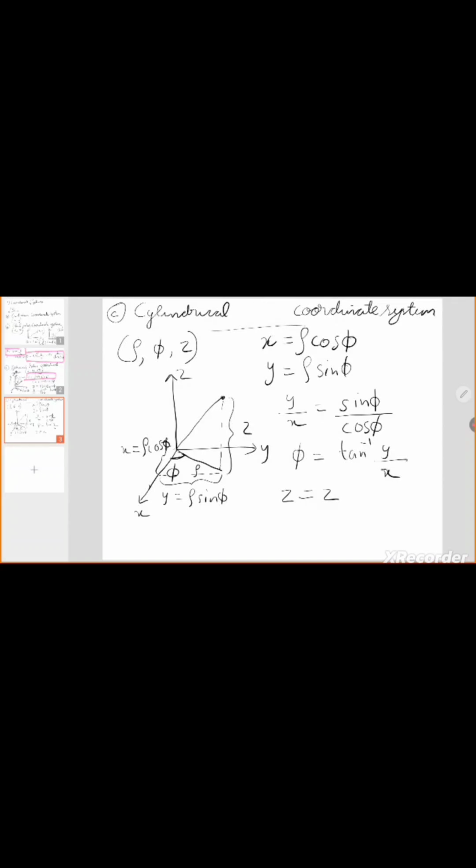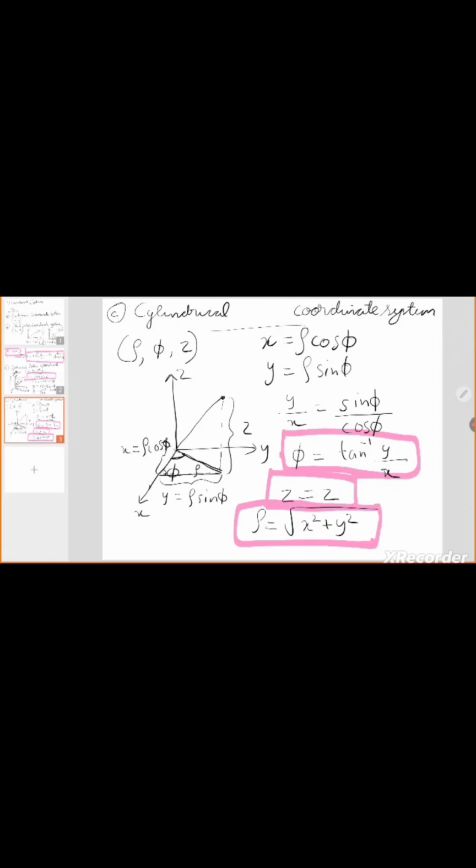Then this rho can be written as, see this is a right angled triangle, right? So this rho is actually square root of x square plus y square because it is the hypotenuse of this right angled triangle. So now we got three relations. Rho is equal to square root of x square plus y square. Z is same as the z coordinate of the Cartesian system. Then phi is equal to tan inverse of y by x.